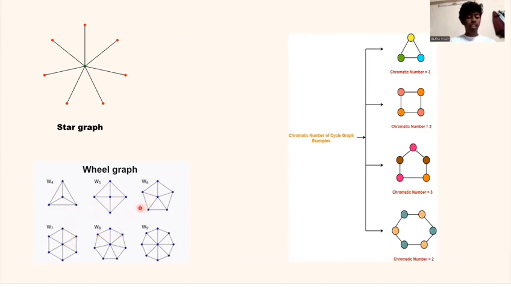There is no need of calculating the number of colors and assigning colors and seeing that adjacent colors need not be matched. There are no such conditions. Just by identifying the wheel graph, we can say that if the number of vertices is even, the chromatic number is 3, and if the number of vertices is odd, then the chromatic number will be 4.